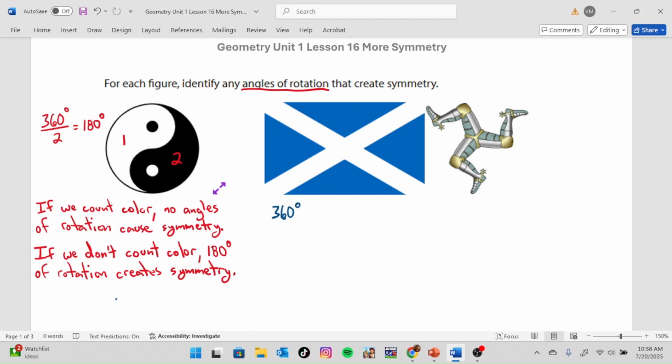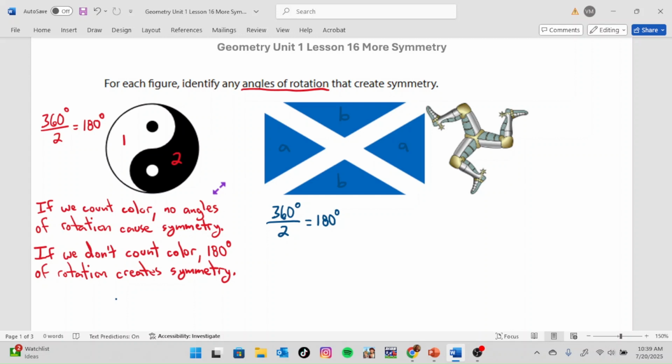Now again, I have two distinct shapes here. I have these thicker triangles on the left and the right, and I have these thinner triangles on the top and bottom. So since I have two unique shapes, if I divide it by 2, then again that equals 180 degrees.